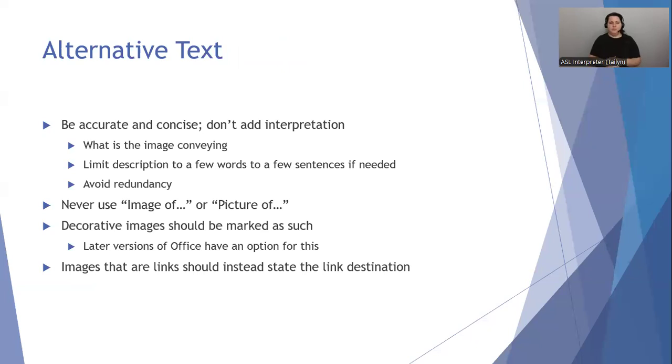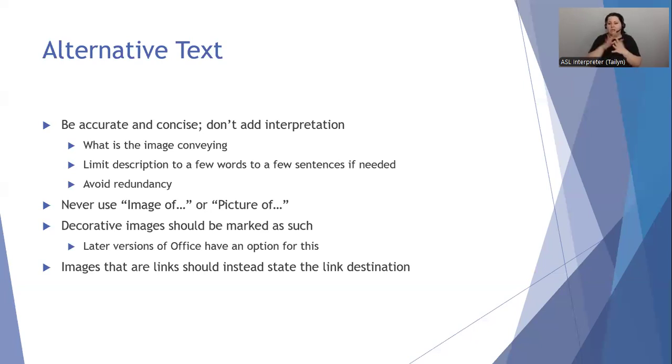First is be accurate and concise. You don't want to add interpretation. Your goal is really just to tell the user what the image is conveying. You want to limit your description to a few words, a few sentences, or maybe even just a single sentence if needed. The more description you add, the longer a user has to sit there and listen to it. Especially if it's going into a lot of detail that's not relevant to the image's purpose or to what your discussion is, then it's just creating clutter.